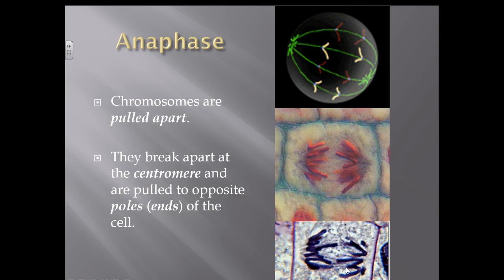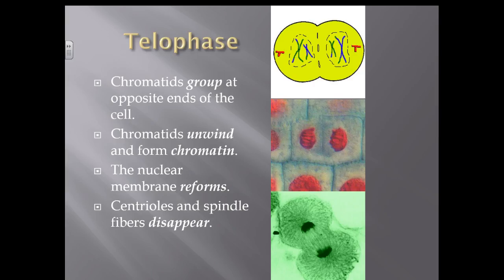In anaphase, the A in anaphase reminds me of apart. So the chromosomes are pulled apart in anaphase. And they're actually pulled by the spindle fibers to opposite poles of the cells. And again, you can see that happening down here. These almost look like spiders as they're being pulled to opposite poles of the cells.